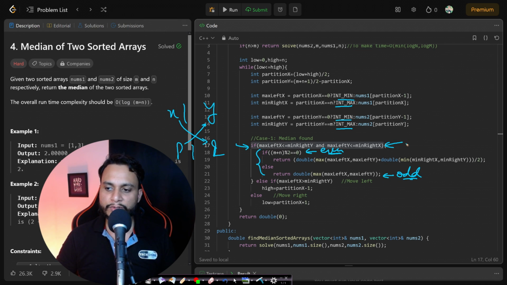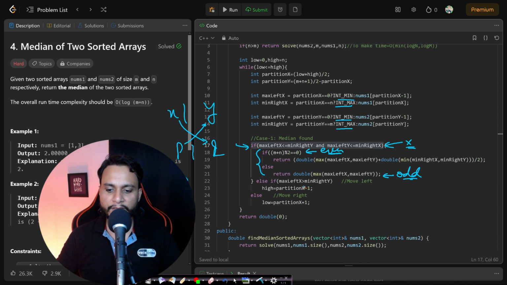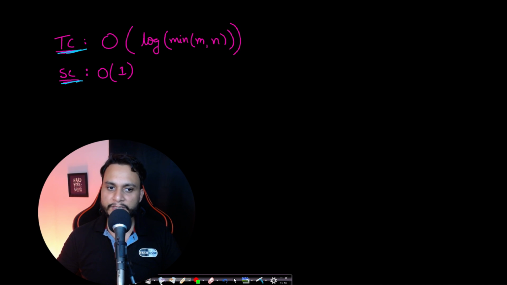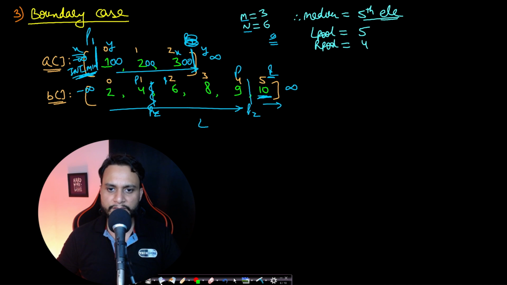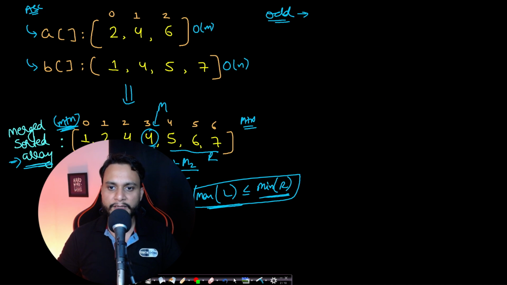But if the second point, that is the correctness check, is not true, then we will do binary search either on the left side or on the right side, depending on which way we need to move the partition. Okay, so if you just dry run this by seeing the explanation, I think you must be able to understand this, and this is a very important question for your interview. So please practice this and do code it.